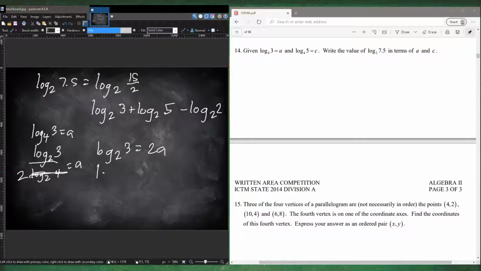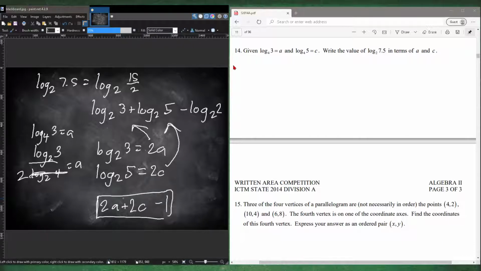And that's also the same thing as log 2 of 5 is equal to 2C, right? It's the same thing. It's just changing your 4 into a 2. So that basically substitutes for these. So we have 2A plus 2C, and log 2 of 2 is just 1. So 2A plus 2C minus 1. And it's basically just that simple.